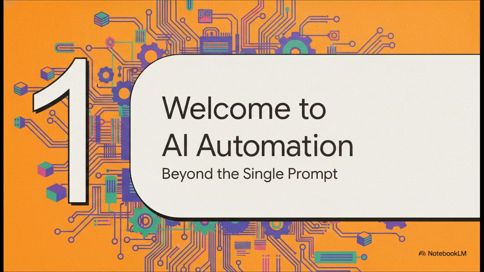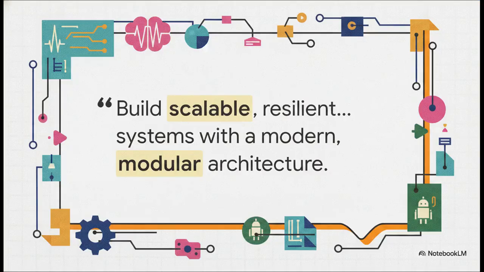Part 1, welcome to AI automation. We are officially moving beyond the single prompt. As we make this transition, we're moving from being just casual users of AI to becoming true architects of AI systems. And this quote perfectly captures our main goal here. Build scalable, resilient, and maintainable AI agent systems with a modern, modular architecture.